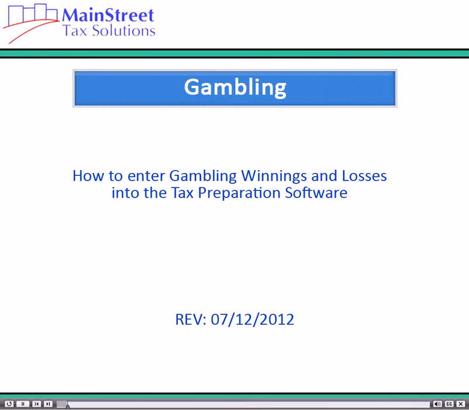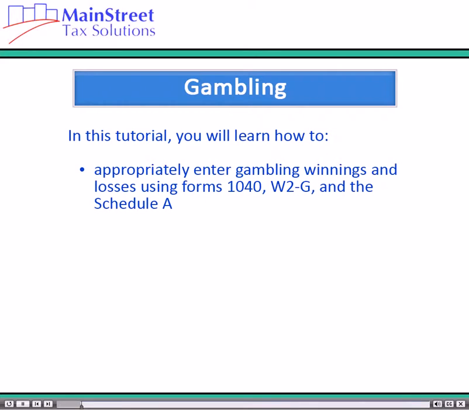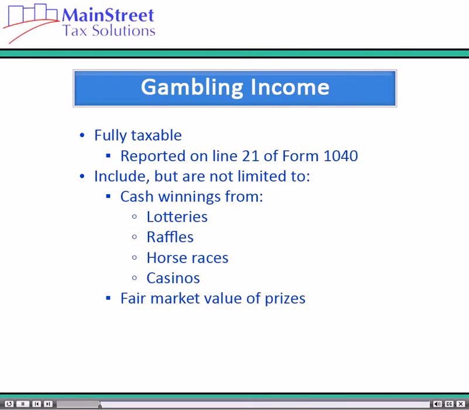This tutorial is designed to show you how to enter gambling winnings and losses into the tax preparation software. In this tutorial, you will learn how to appropriately enter gambling winnings and losses using Forms 1040, W-2G, and the Schedule A. Gambling winnings are fully taxable and must be reported on line 21, Other Income.